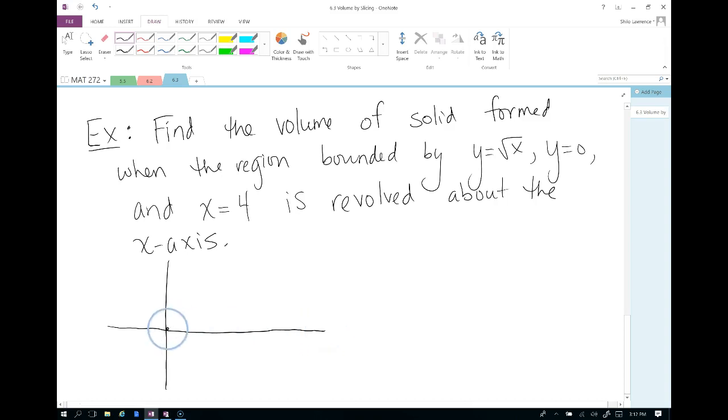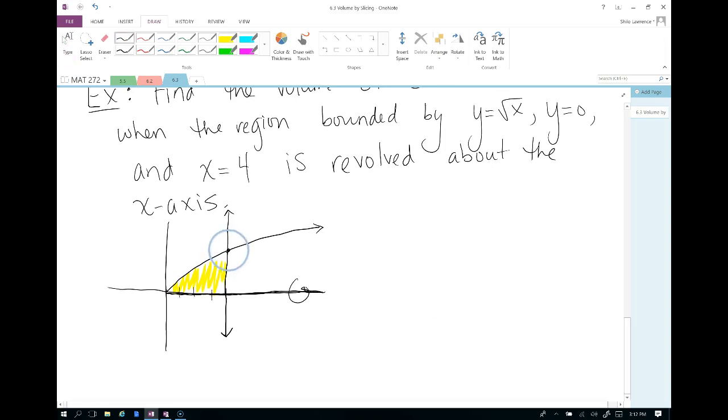So y equals square root x, that's kind of like half a sideways parabola. y equals 0 is the x-axis. And then x equals 4 is a vertical line. So we see that we do have this region that gets enclosed here. In the last section, we could just find the area of that region, but that's not what we're being asked to do. We're being asked to take this region and revolve it around the x-axis.